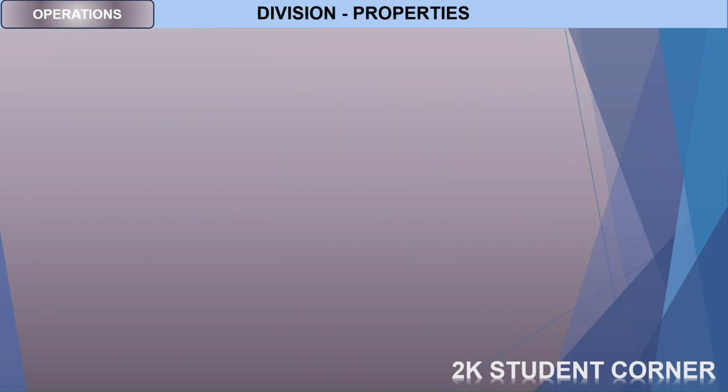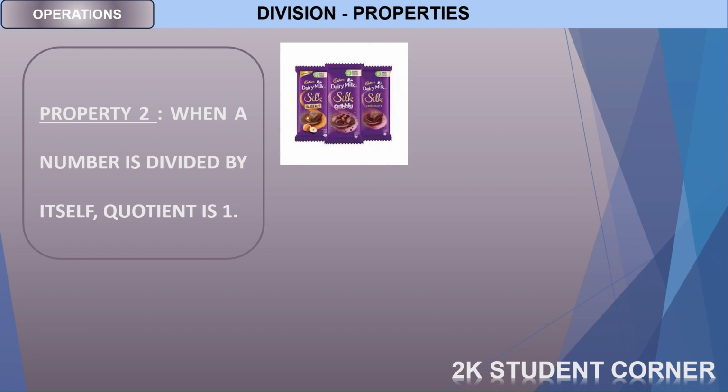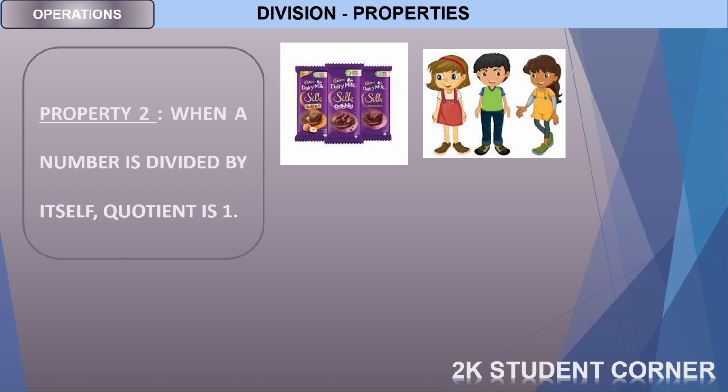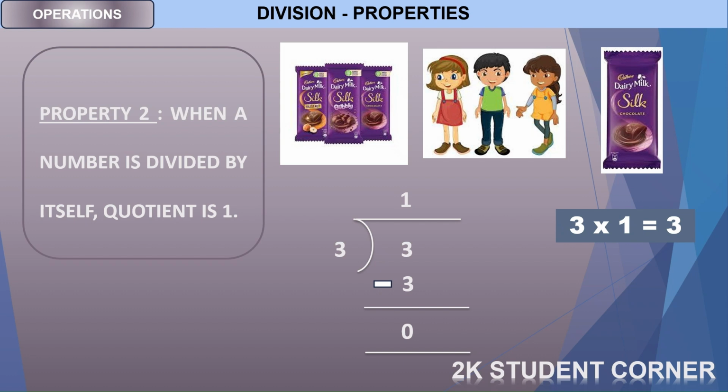Property 2. When a number is divided by itself, quotient is 1. Here divisor is equal to dividend. 3 chocolates are there, which is dividend. 3 kids are there to share, which is divisor. Check with the method of division. 3 inside, 3 outside. 3 times table. 3 times 1 is equal to 3. 1 is the quotient. Each gets 1 share. When dividend and divisor are same, the quotient is always 1.